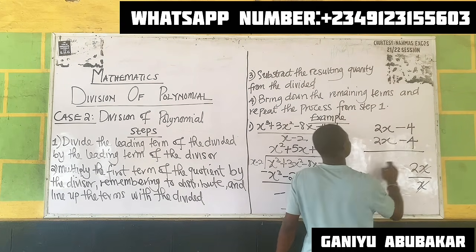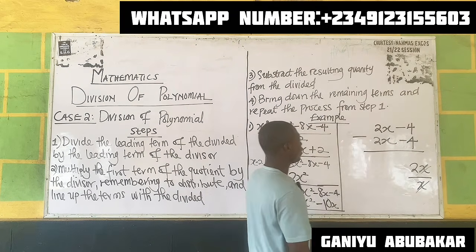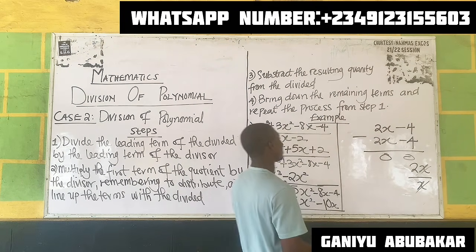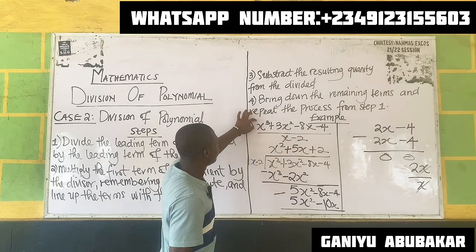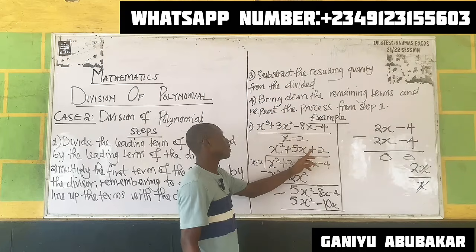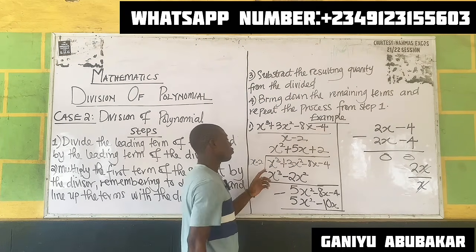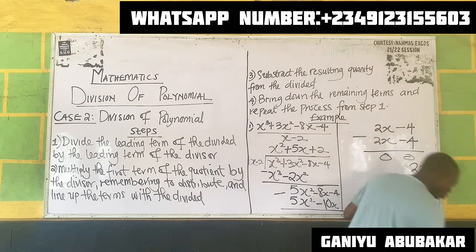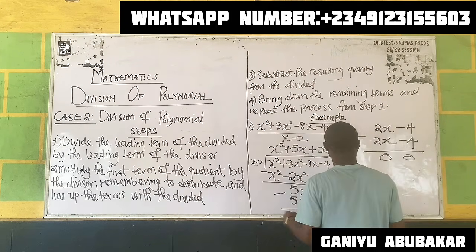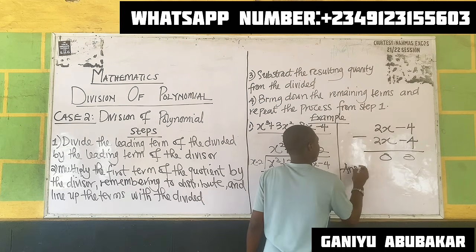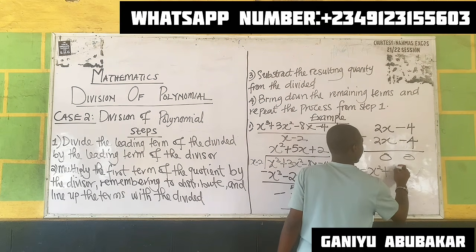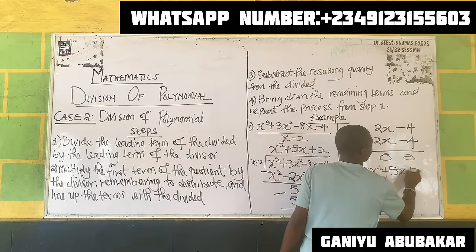What do you observe? It says subtract them. So this one gives you 0. Of course, this is 0. So it means that if I divide this with this, my answer becomes x squared plus 5x plus 2. So the answer to this question is x squared plus 5x plus 2.